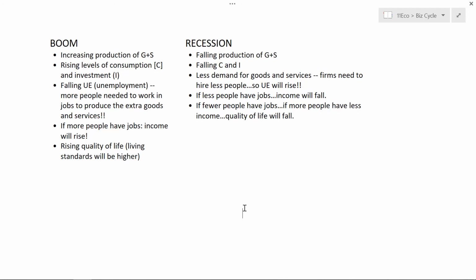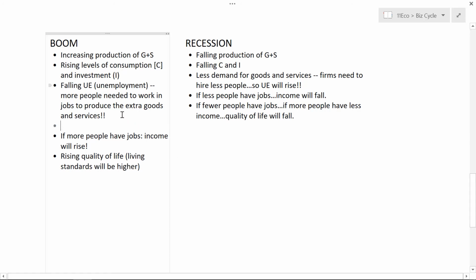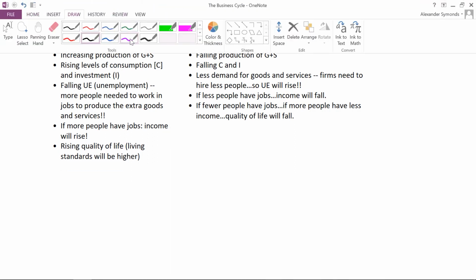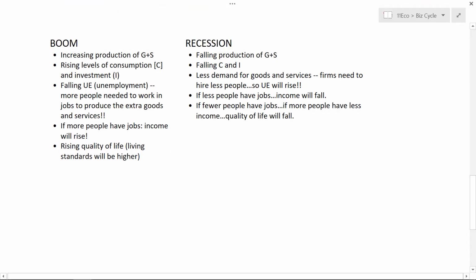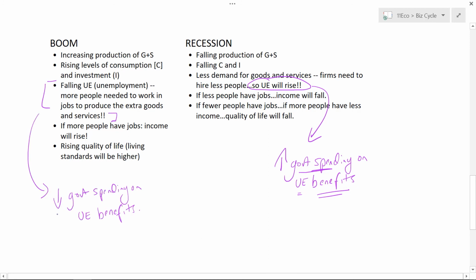And if we think about it even further, we could add something here, and let's put this in a different color. What we could also say is that if there is rising unemployment, then there's likely to be more government spending on unemployment benefits in the economy. And you can see that on this side, if there is falling unemployment, then there will be less of that in the boom.